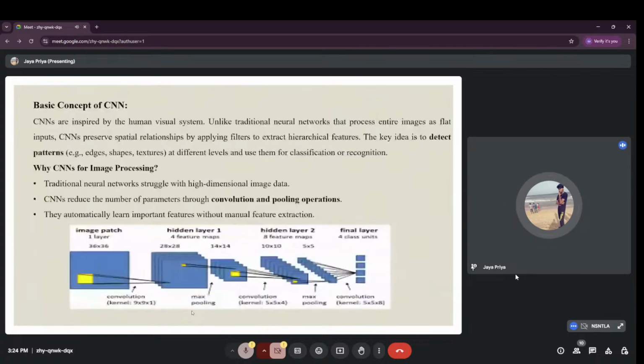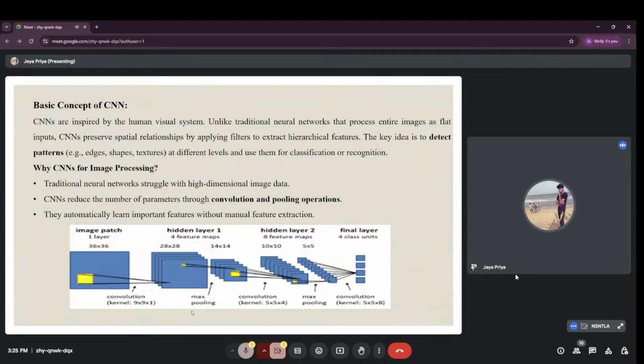Next, basic concept of convolutional neural network. Convolutional neural networks are inspired by the human visual system. Unlike traditional neural networks that process entire images as flat inputs, convolutional neural networks preserve spatial relationships by applying filters to extract hierarchical features. The key idea is to detect patterns, for example edges, shapes, and structures at different levels, and use them for classification or recognition.